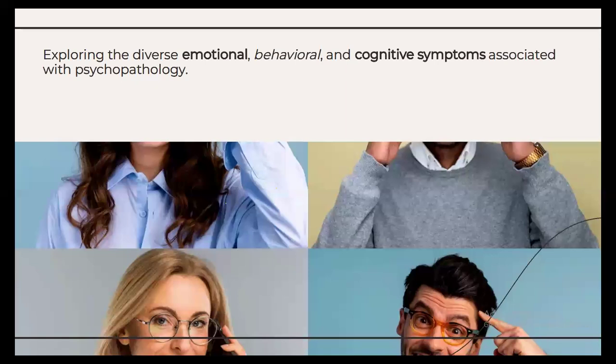So we will be exploring the diverse emotional, behavioral, and cognitive symptoms associated with psychopathology. When we are talking about psychopathology, psychology is actually comprised of three pillars: your emotion, your behavior, and then your cognition, or your thoughts. Any kind of psychological problem might be associated with these three pillars. If it is about cognition, then it's about your thoughts, like depression. It's all about your thoughts.